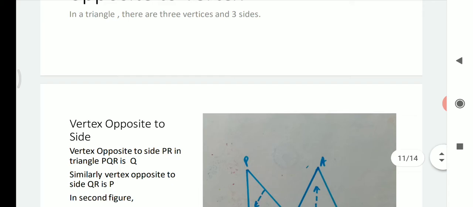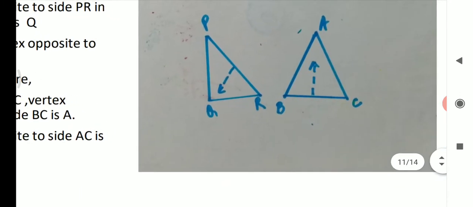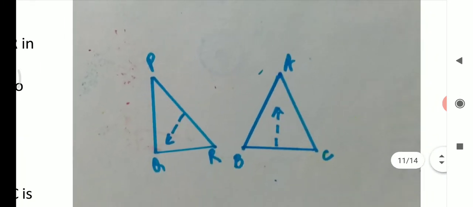Let's have a look. Look at this figure. First of all, look at these two figures. In the triangle PQR, I have put an arrow. The vertex Q is opposite to the side PR, right? If the side PR is given to you, which vertex is opposite? Q. If the side is QR, then which vertex is opposite to it?